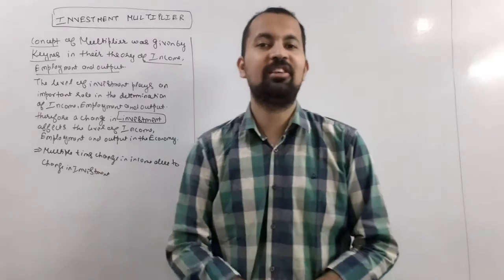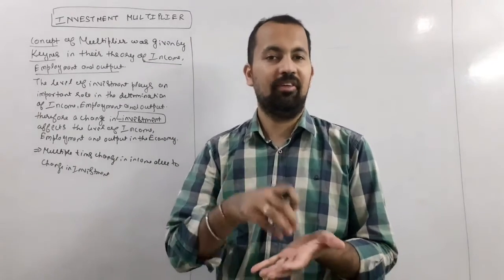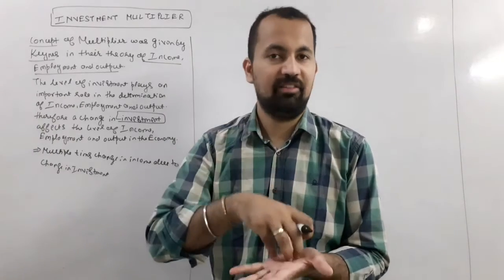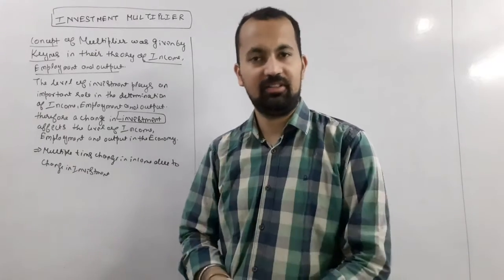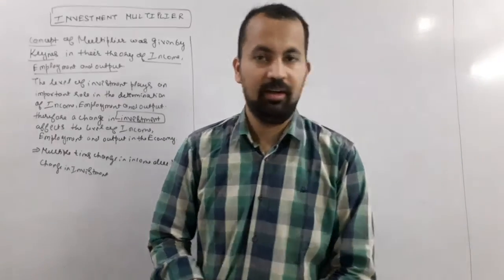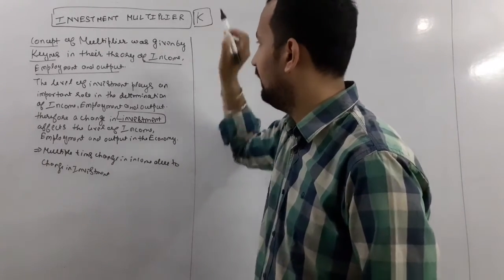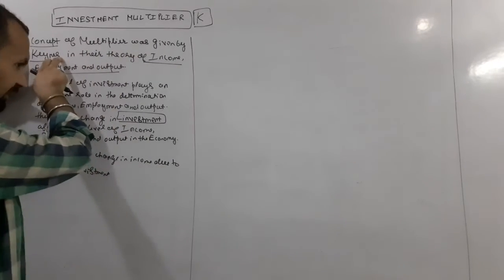Investment multiplier means multiple times change in income due to change in the investment. It means once funds are invested, they give a return many times more than the amount invested. It can be denoted by K. So we are starting this concept. This concept was given by Keynes.